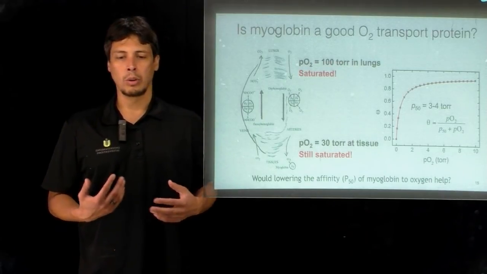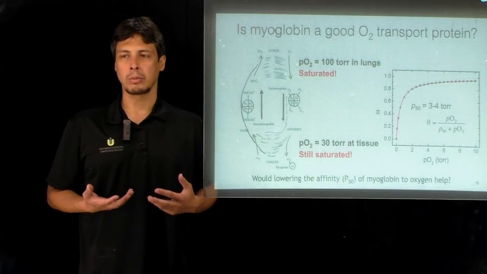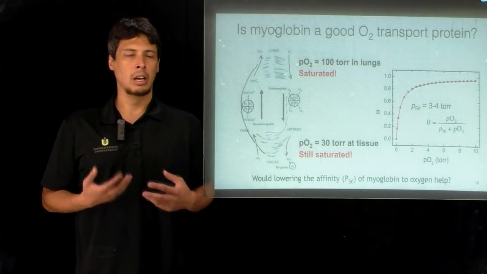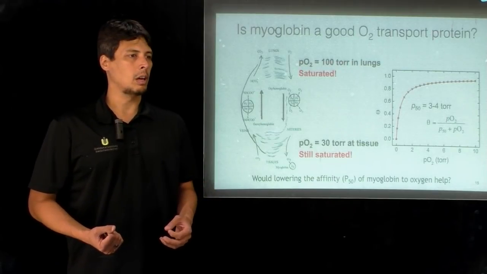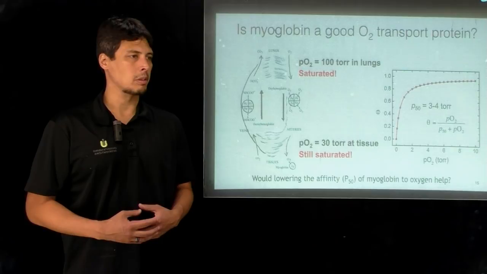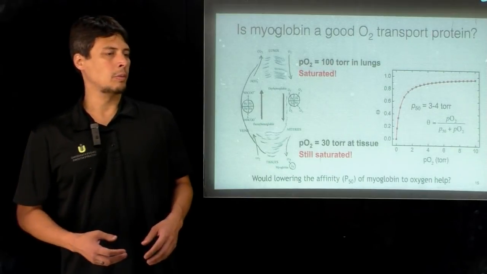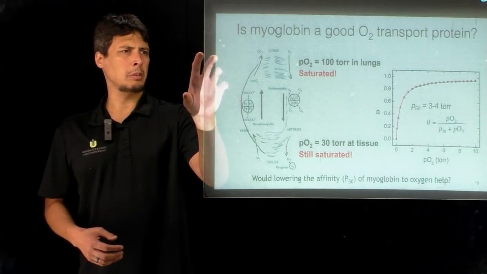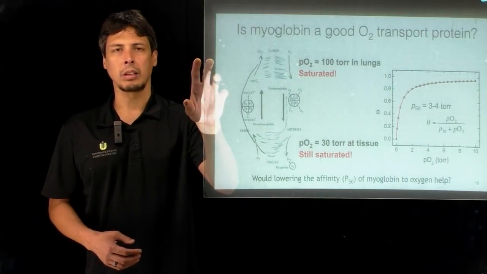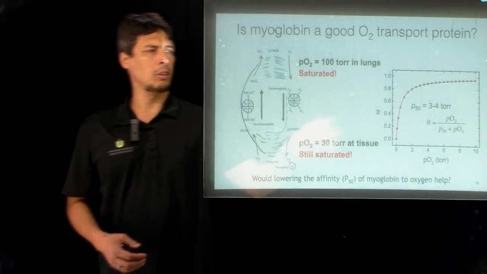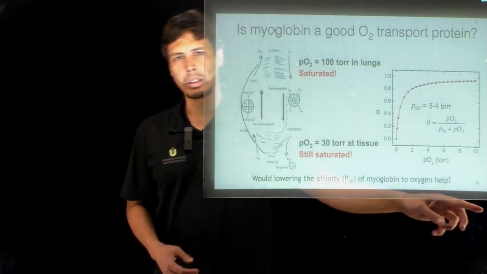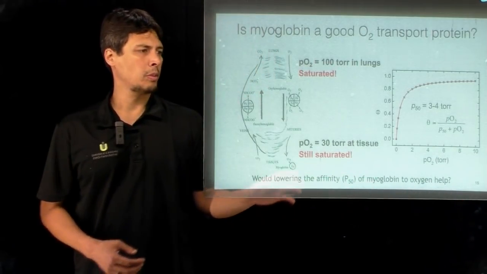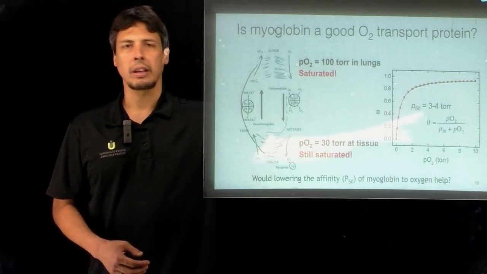Or in other words, would it be good at picking up oxygen in the lungs where the partial pressure of oxygen is high and then deliver it in the tissue where the partial pressure is still lower than the partial pressure in the lungs? An estimate of the partial pressure of oxygen in the lungs is 100 torr. If we look at our ligand binding curve, we see that the axis only goes from 0 to 10 torr. And so what that means is 100 torr is way off scale.